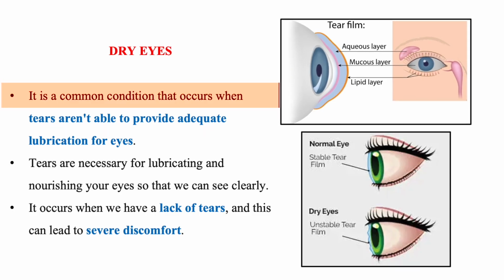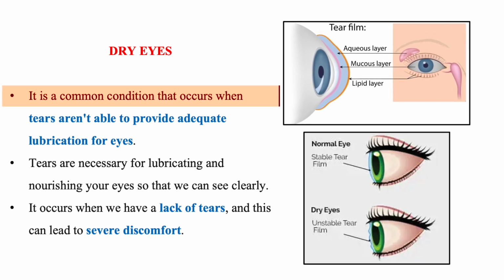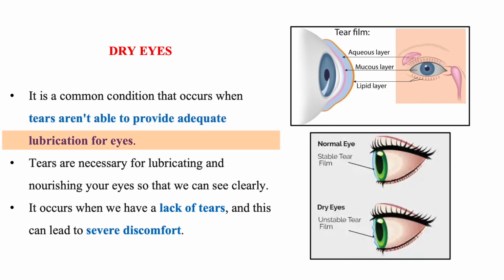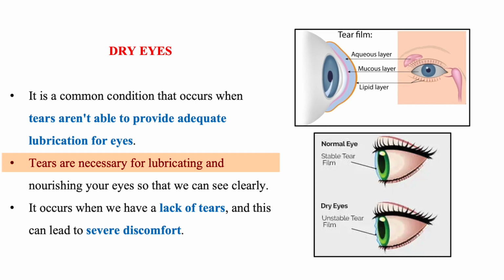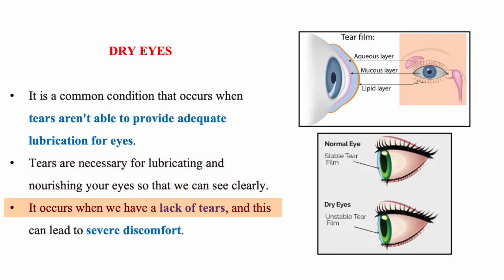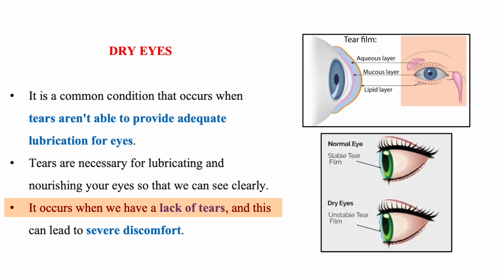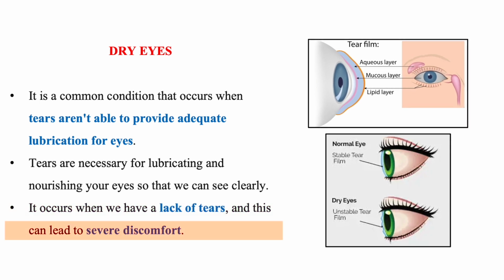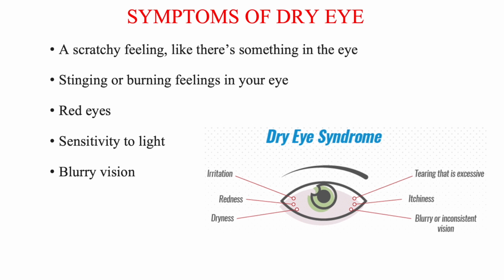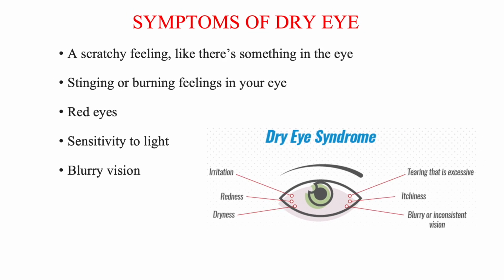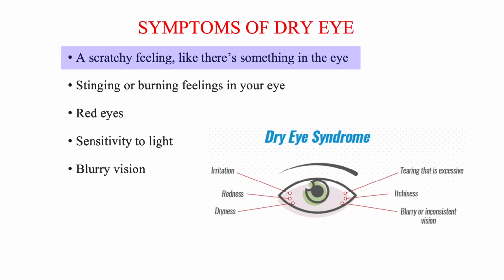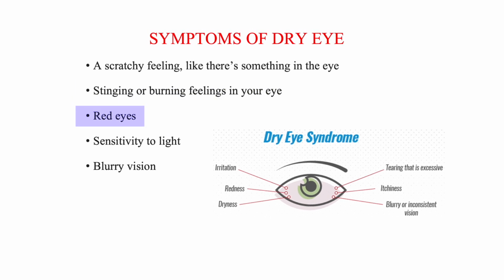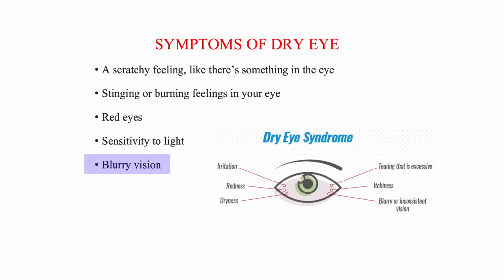Dry eyes. Dry eye is a common condition that occurs when tears aren't able to provide adequate lubrication for the eyes. Tears are necessary for lubricating and nourishing your eyes so that we can see clearly. Dry eyes occur when we have a lack of tears, and this can lead to severe discomfort. What are the symptoms of dry eye? Dry eye can cause a scratchy feeling, as if there's something in the eye, a stinging or burning feeling in your eye, red eyes, sensitivity to light, and blurry vision.